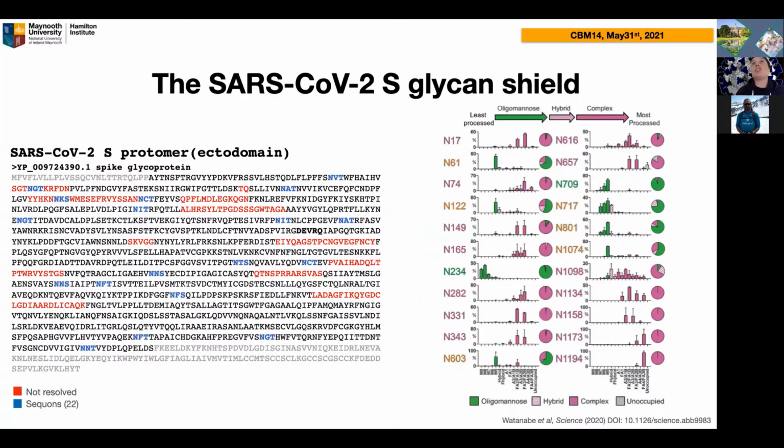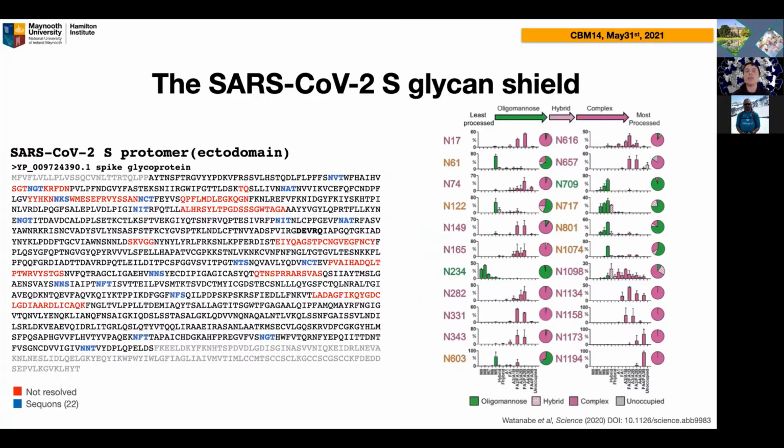So to study that and check if that was actually the case, we had to reconstruct the glycan shield from scratch because, as all of you know, structural information on the glycans is not generally available.